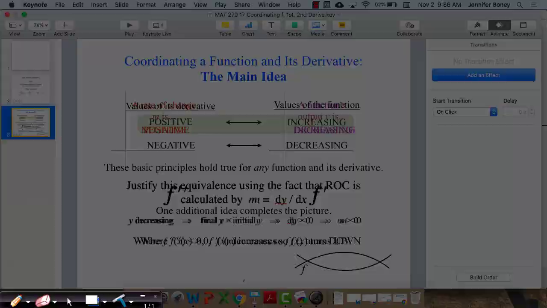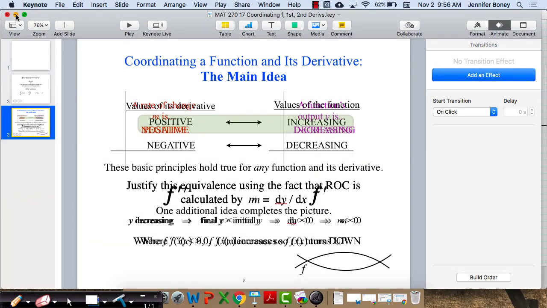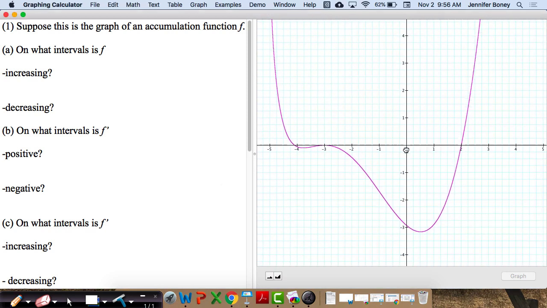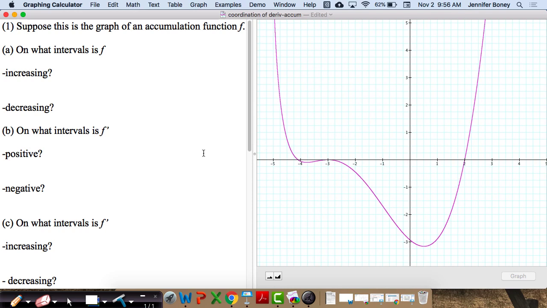So what I want to do is take a look at some graphs, and let me just scoot this down a little bit. There we go. So suppose that this is a graph of some mystery accumulation function f. I've got three questions for you here, A, B, and C. Some of them have the same answers. It's up to you to figure out which. But I'm going to highlight what some of these numbers are, since it's kind of hard to see the axes. This is counting by ones on the axes.